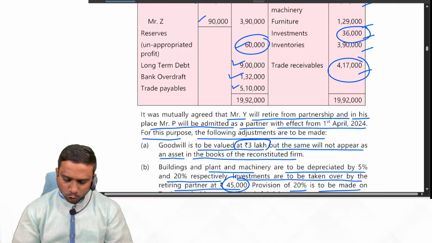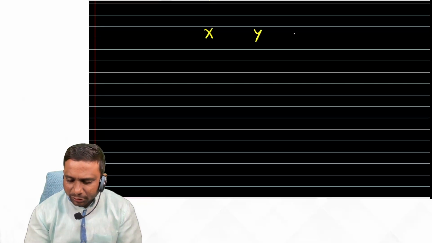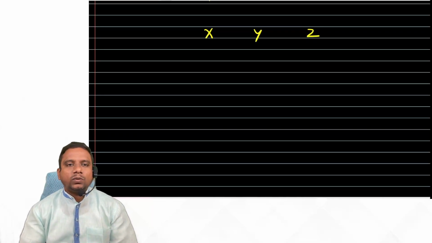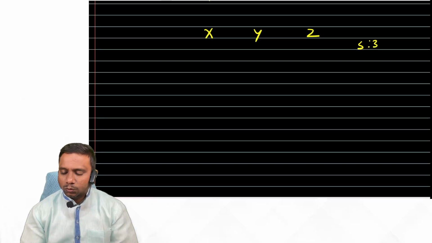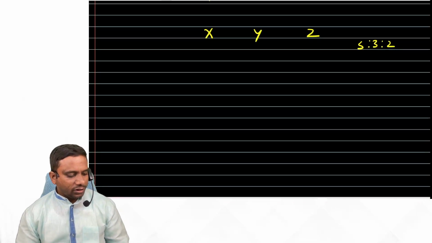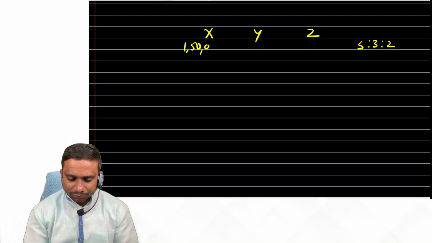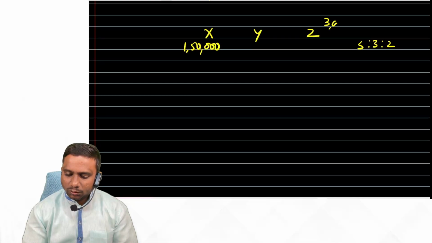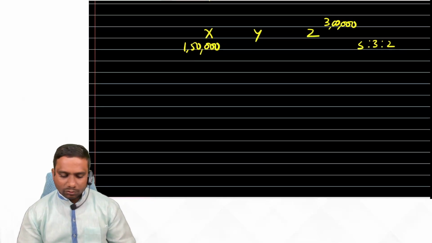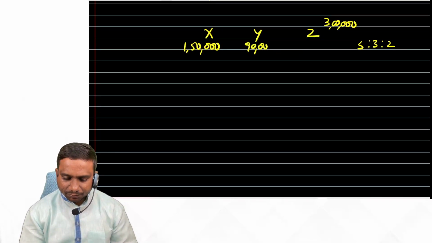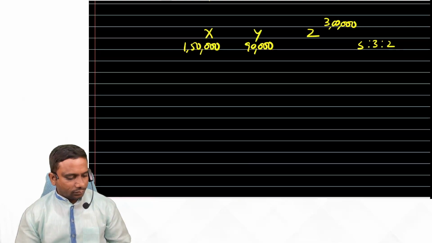So for goodwill, we do the simple calculation, students. First, we distribute 3 lakhs to X, Y, Z according to the 5 is to 3 is to 2 ratio. So how much do we get? 3 lakh into 5 by 10, that is 1 lakh 50,000, and 3 lakh into 3 by 10, that is 90,000.